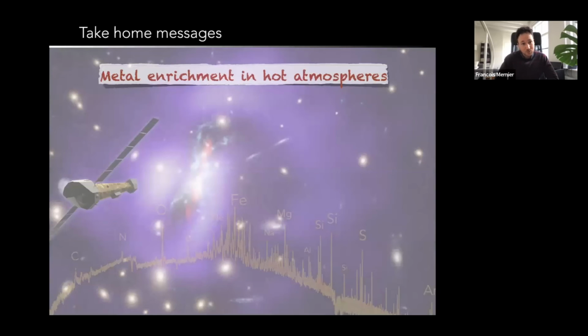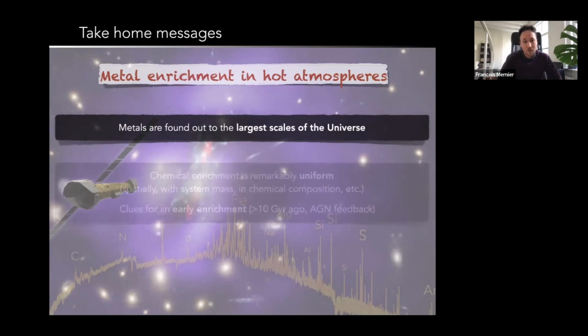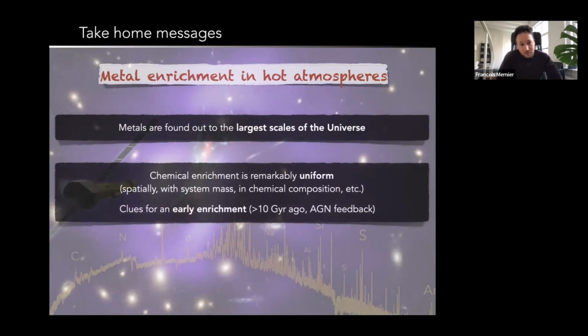And I think I will stop here, with my last take-home messages. Of course, metals are found not only in our galaxy, not only around stars and in other galaxies, but also between galaxies, so really at the larger scales of the universe. All the hints we have right now point towards an enrichment that happened early on, so more than 10 gigayears ago. And one determining parameter here is that supermassive black hole feedback seems to be absolutely essential for that to have happened.